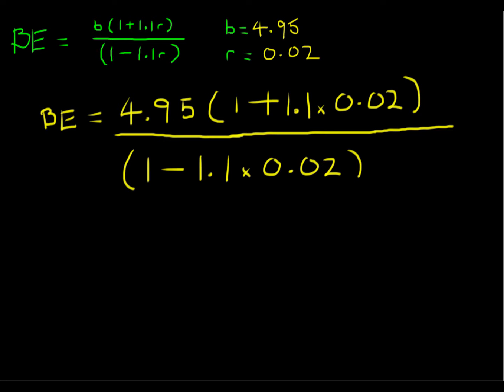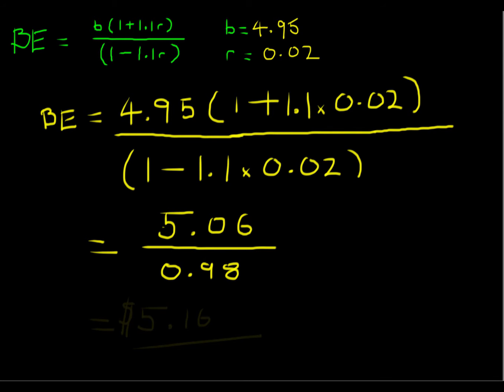When you do this step in the calculator, make sure that you do the top line first, taking into account the brackets, write down that answer, and then do the bottom line, and write down that answer. It's two steps, but it saves you making a mistake. I end up with 5.06 over 0.98. When you divide that out, you get the break-even price, which is $5.16. So if you buy those shares at $4.95, you have to wait till they get to $5.16 until they break even.